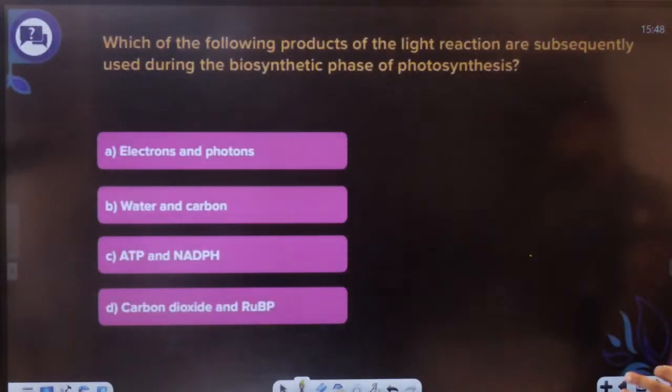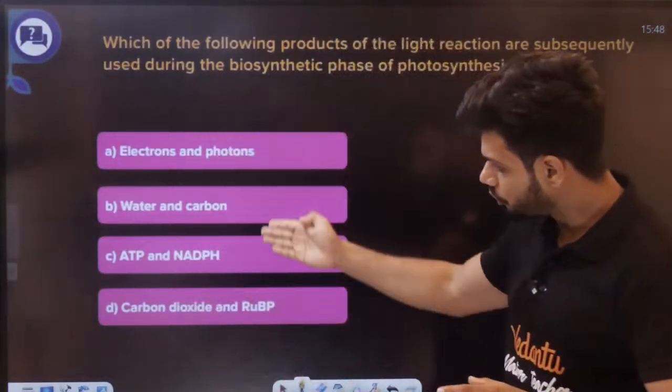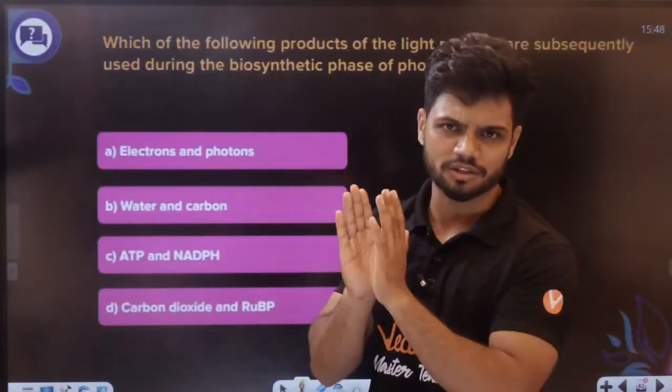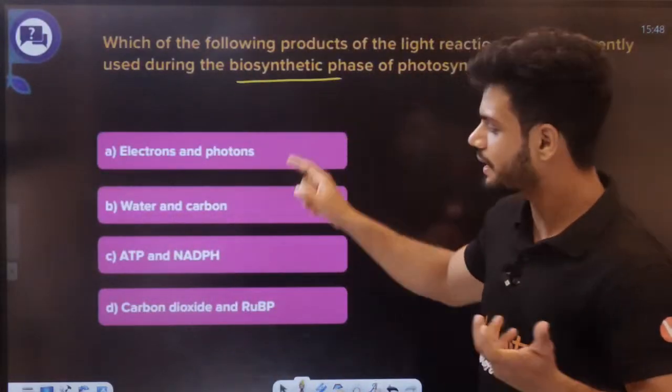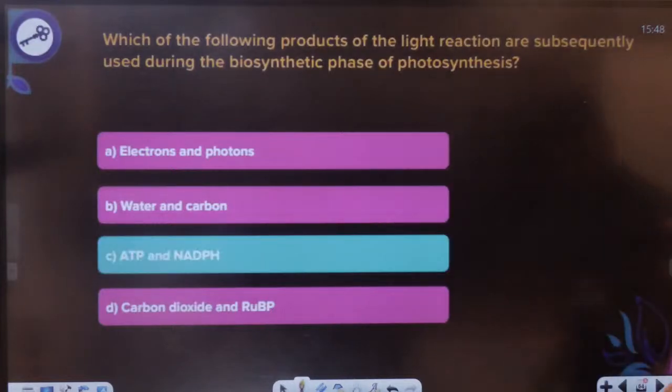Which of the following products of a light reaction are subsequently used during the biosynthetic phase of photosynthesis? They're asking you which of the following molecules are used in the dark reaction. Biosynthetic phase here means dark reaction: ATP and NADPH. Very good. Both are used in the dark reaction.